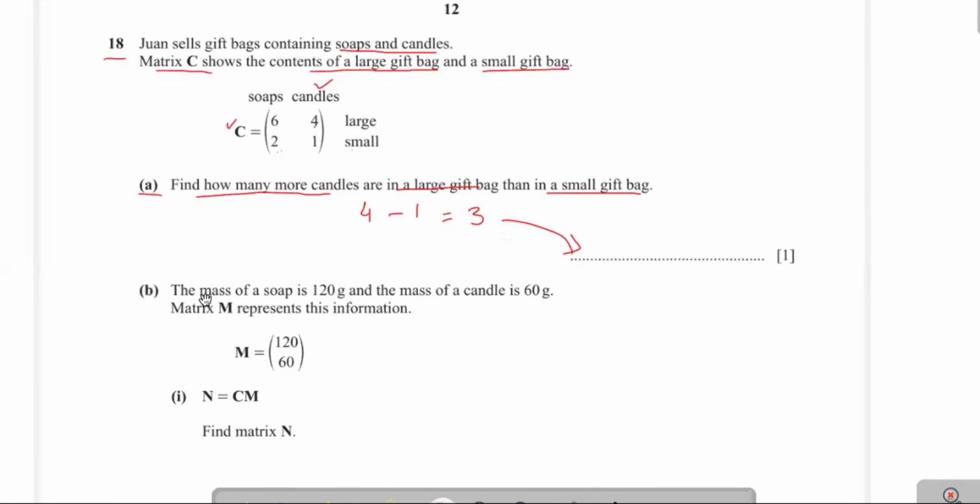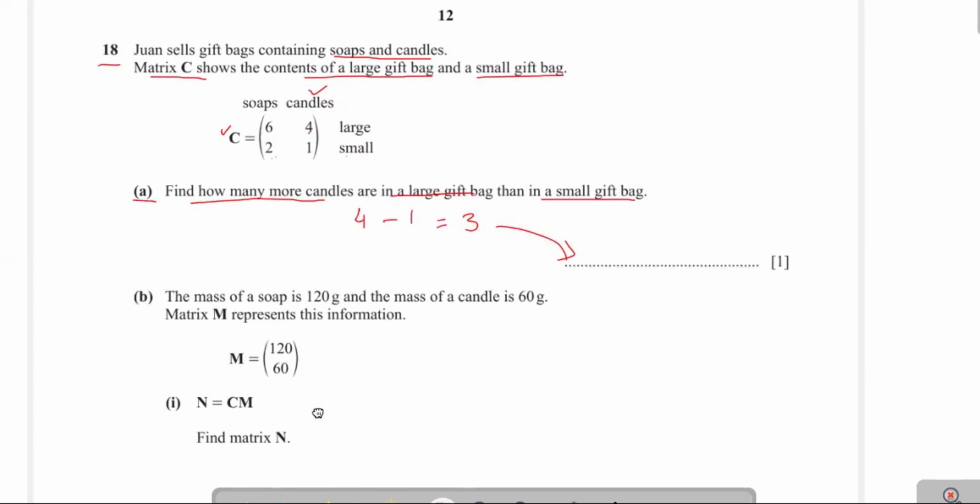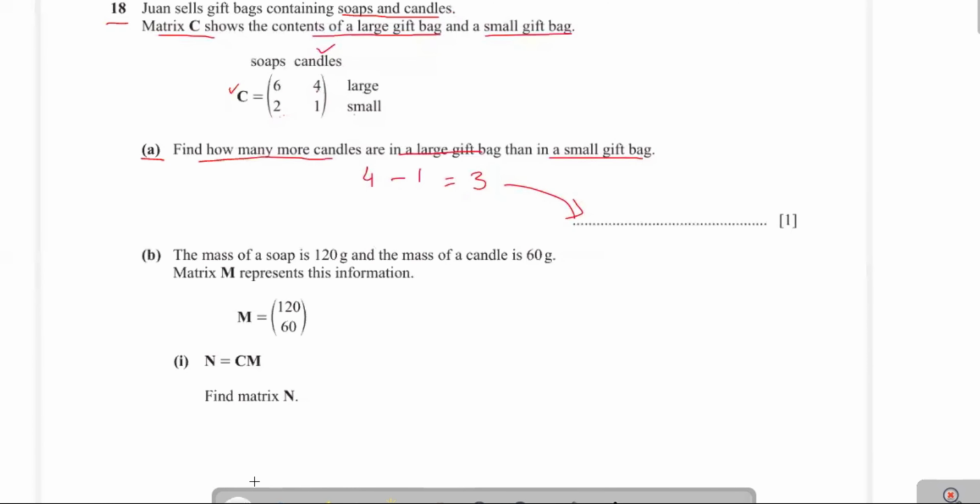Next is part B. The mass of soap is 120 gram and the mass of candle is 60 gram. The matrix represents this information. N equals Cm, find N. Now, firstly, we write the matrix C. You see here, this is 6, 4, and 2, 1. And the next matrix is 120 and 60.